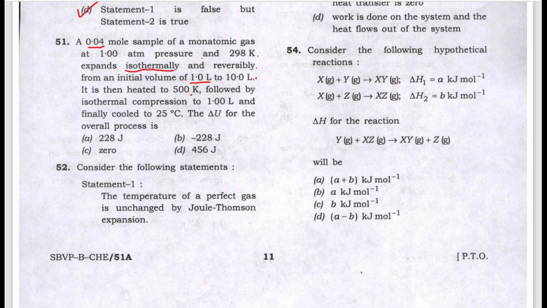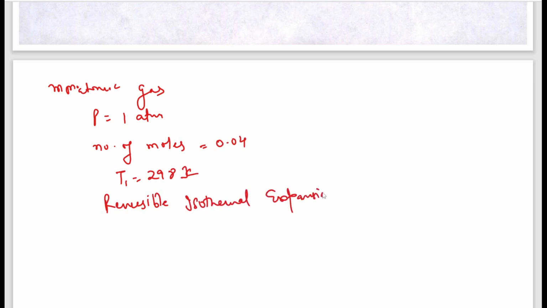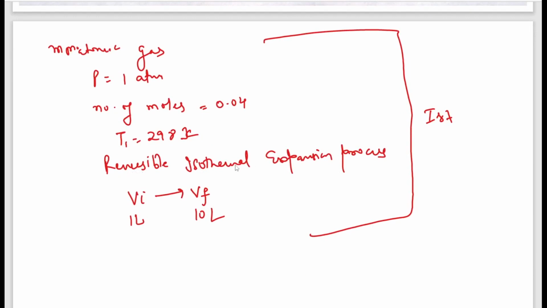So in this, they are treating the sample in three stages. In the first case, they are considering monatomic gas. Pressure is 1 atmospheric pressure. Number of moles of gas is 0.04. Temperature is 298 Kelvin. And in the first stage, the process is reversible isothermal expansion. Volume goes from initial 1 liter to final 10 liter. So this is the first stage of the gas. They expand the monatomic gas reversibly under isothermal condition.